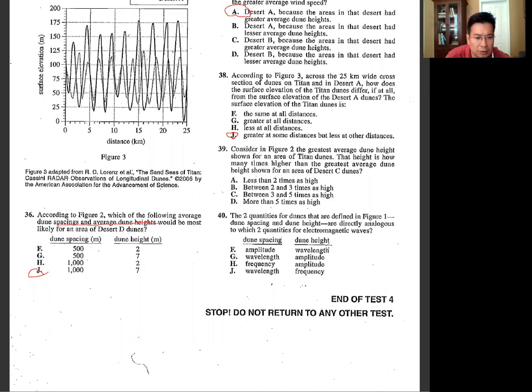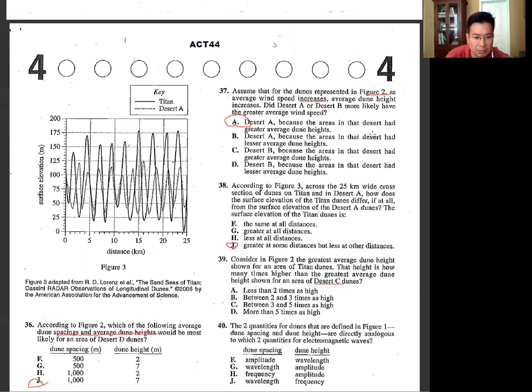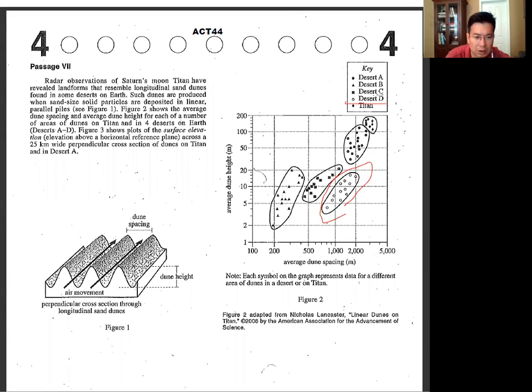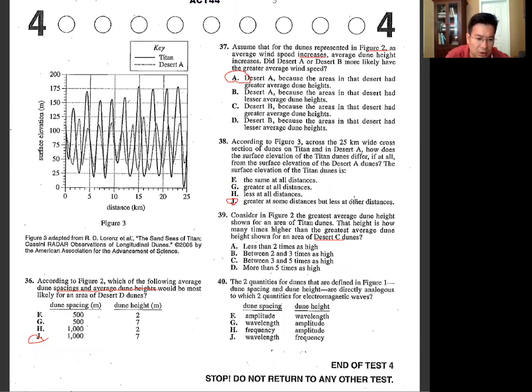39, consider figure 2. The greatest average dune height shown for the area of Titan dune is how many times higher than the greatest average dune height shown for the area of desert C dune? C is this one. Greatest average is around 10, 11. Titan is around the 150 range. So, yeah, E.